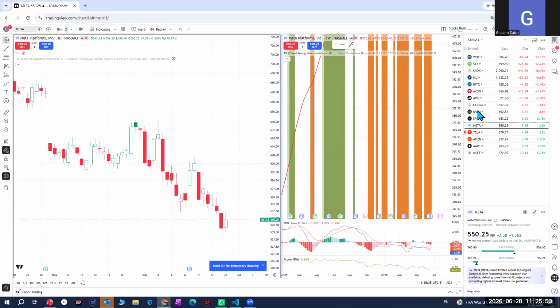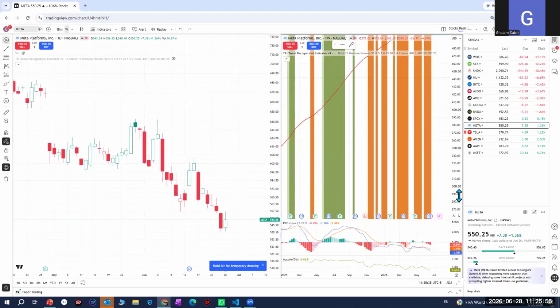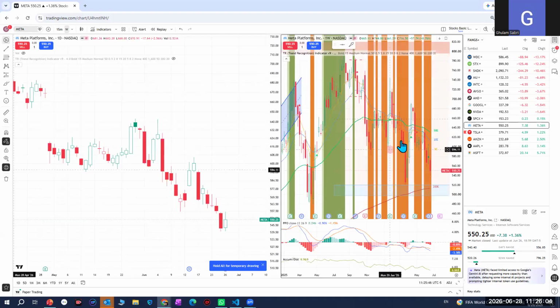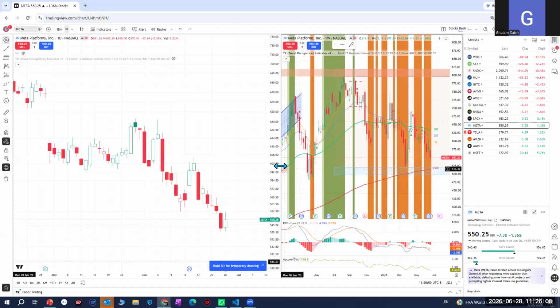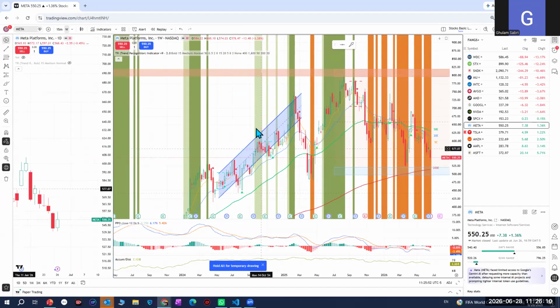This is chart one and this is chart two. When you open the chart, you can press the A button, auto fade, and it will center the charts for you. So this is Meta, for example. What do you see here? More hollow candles or more solid candles? More solid candles. So that's a downward trend.